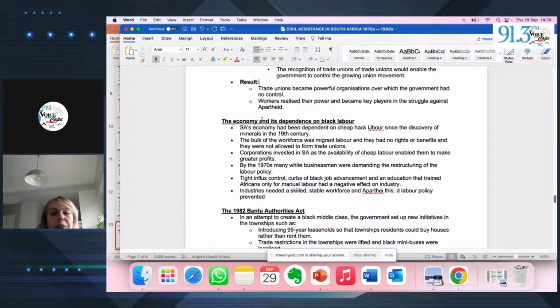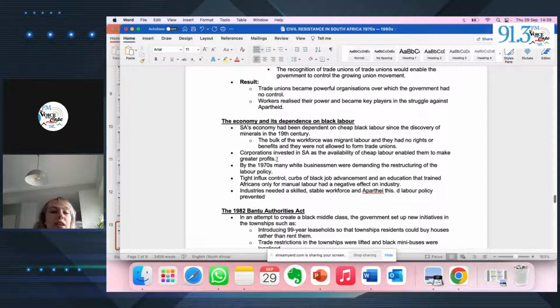Because our economy was dependent on black labor. Okay, so South Africa's economy had been dependent on cheap black labor since the discovery of minerals in the 19th century. So, in the 1800s, if you think about the discovery of gold in South Africa. The bulk of the workforce was migrant laborers, and they had no rights or benefits and were not allowed to form trade unions.